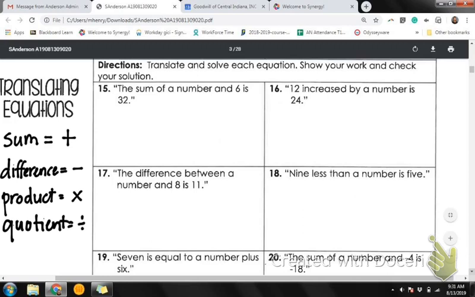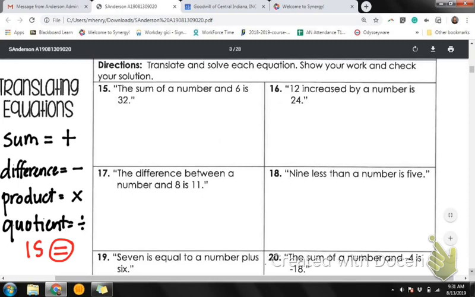The word is in math, and this is one you're going to see a lot. The word is in math means equal to. So if we look at number 15, it says the sum. Okay, what does that mean I'm going to be doing in this problem?